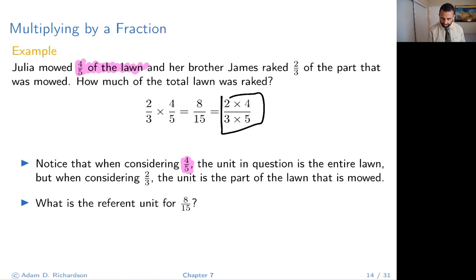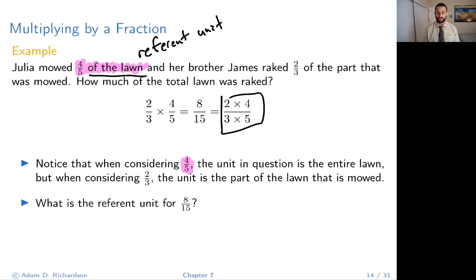And this part here is critical, and this is usually what throws students off the most. That's what we call the referent unit. And I'll refer to it a lot more in chapters 8 and 9. But let's talk about it now. Referent unit. So in this case, we're referring to the unit. We're going to call the lawn a unit, and we're going to take 4/5 of that unit. That's the idea. So when we were talking about 4/5, the referent unit was the entire lawn.